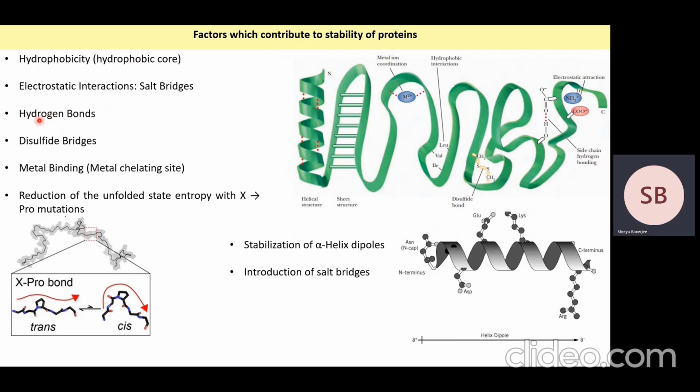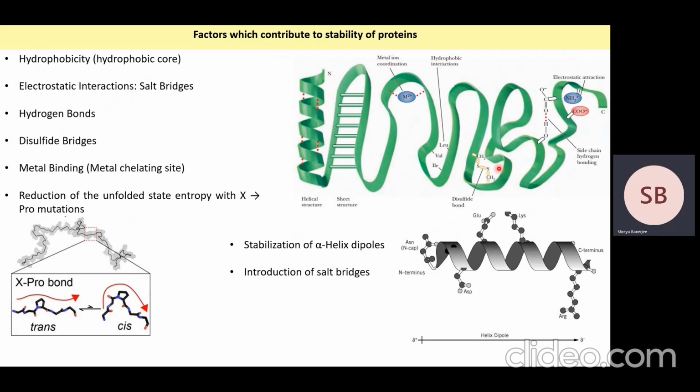Or there can be hydrogen bonds. So in alpha helix or beta sheet, you know that in alpha helix, there is 4-to-1 hydrogen bonding. And in beta sheet, there are hydrogen bonds between the adjacent beta strands. So hydrogen bonds also contribute to the stability of proteins.